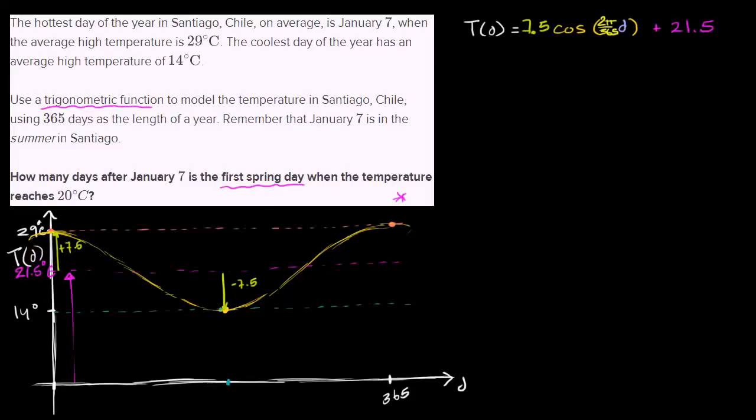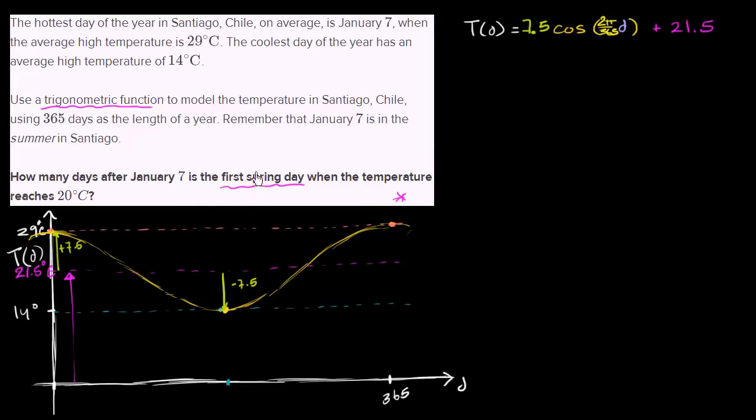In the last video, we were able to model the average high temperature in Santiago, Chile as a function of days as we go through the year, where the days were the days after January 7th. So this right over here, day 0 is actually January 7th. But we weren't done. They want us to figure out how many days after January 7th is the first spring day when the temperature reaches 20 degrees Celsius.